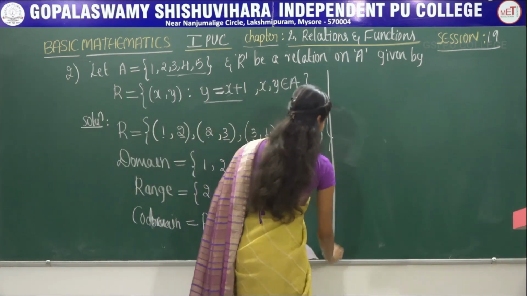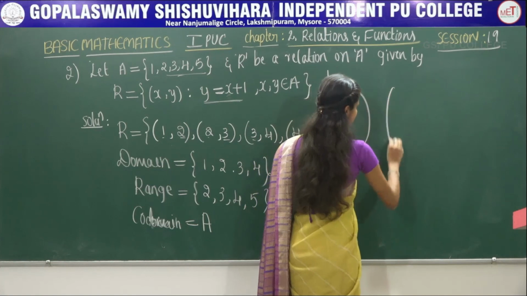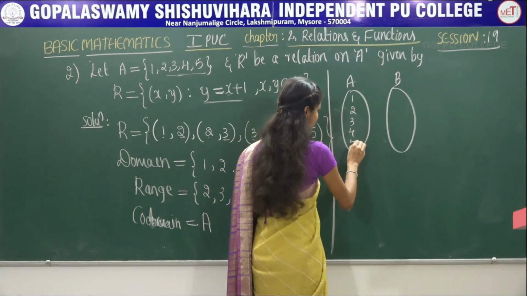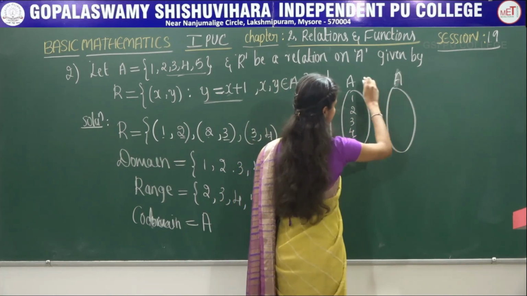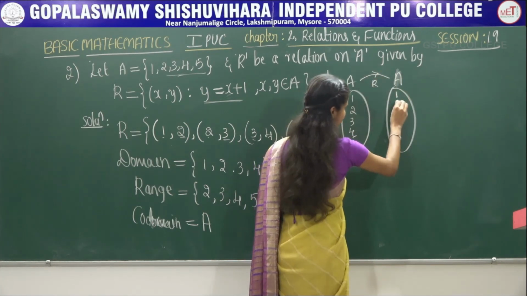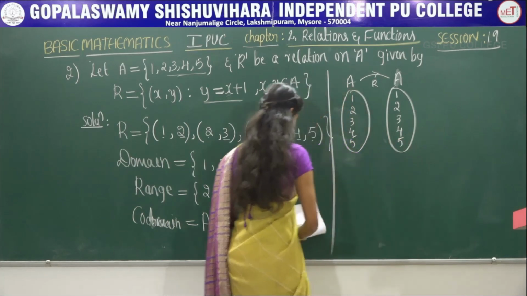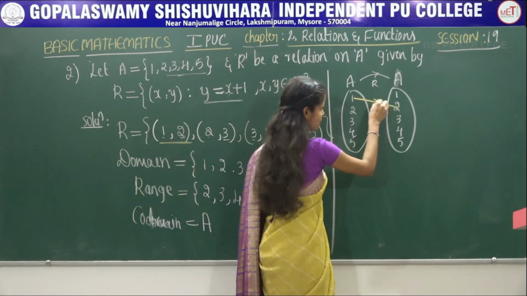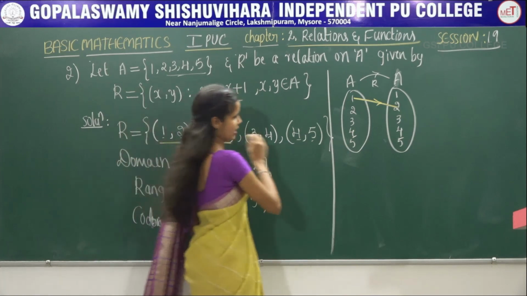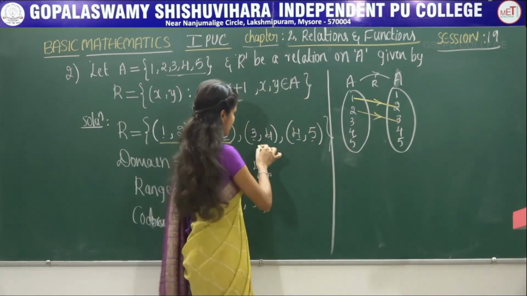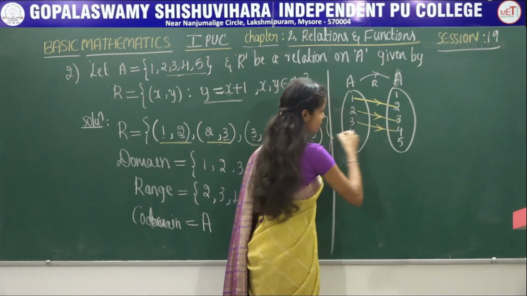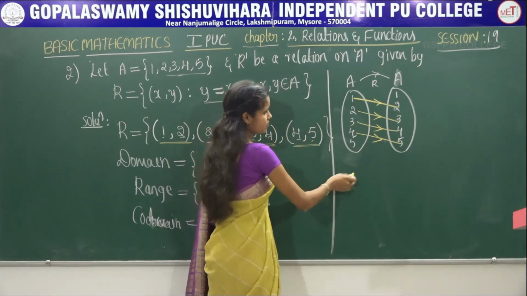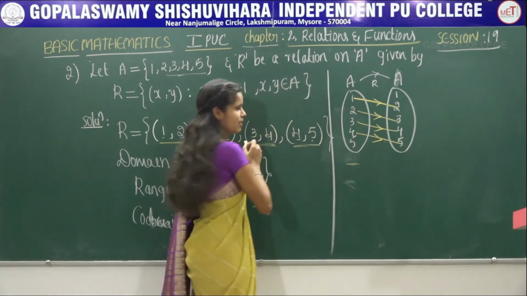Now represent this using an arrow diagram. Consider two sides, A and A. A is the set of all elements 1, 2, 3, 4, 5, and the second set is also A, since the relation is defined from A to A. Now represent the relation. 1 is related to 2, 2 is related to 3, 3 is related to 4, and 4 is related to 5. This is the arrow diagram for the given relation.